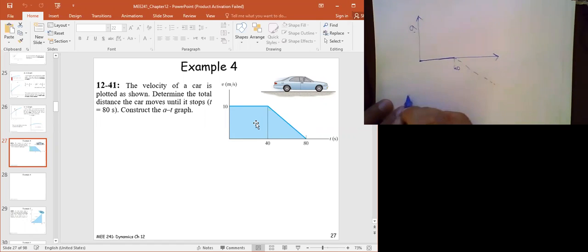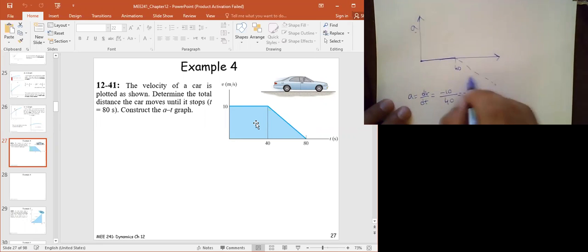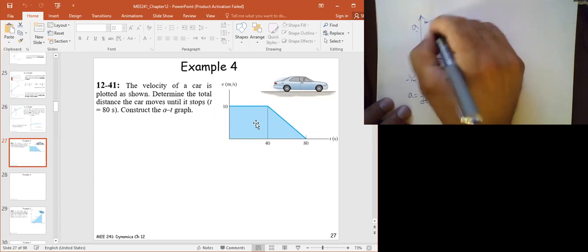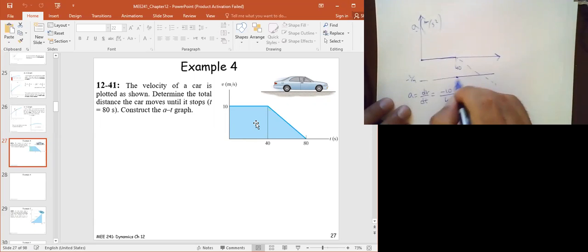A is equal to dv over dt. So what is dv in this case? dv is minus 10. What is dt? 80 minus 40, which is 40. So minus 1 over 4. So basically your slope is a constant line that is negative: minus 1/4 meter per second squared. Okay, guys, so this is your acceleration.